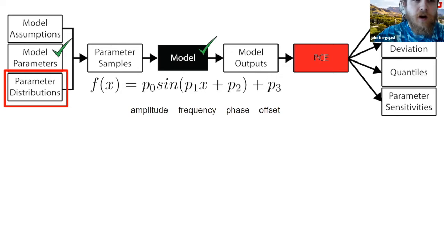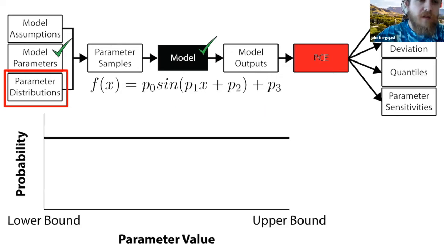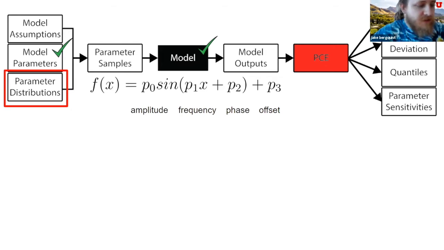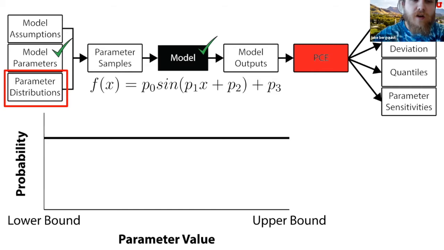Next, we need to assess what parameter distributions we want to use. This can be a very difficult thing to assess, but it's based on whatever literature values or assumptions you know about your model. The simplest one would be to say, for all of the range of values that I have, I assume that the likelihood of my parameter existing at one of those values is equal, and so I'm just going to use a uniform distribution for these parameters.